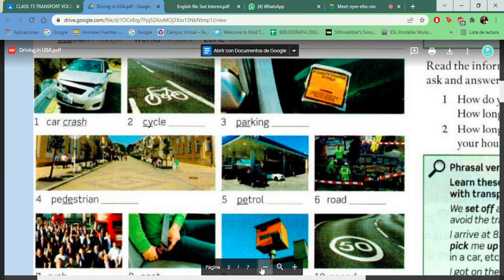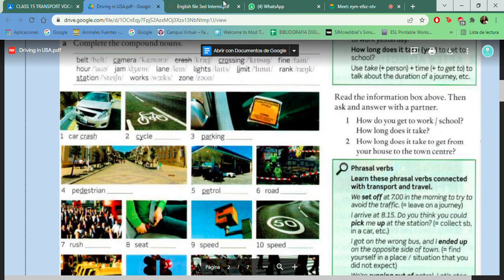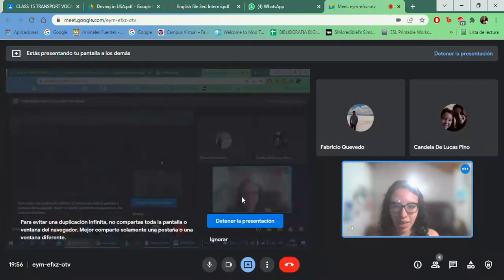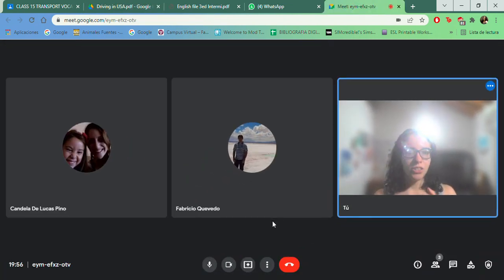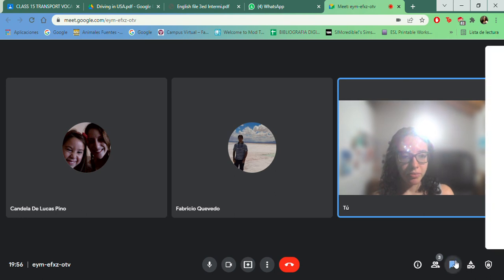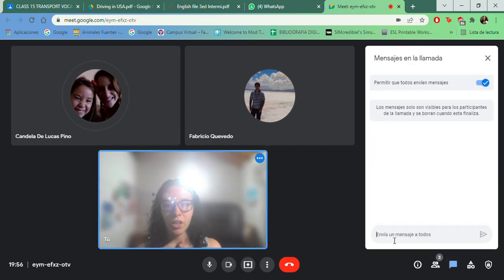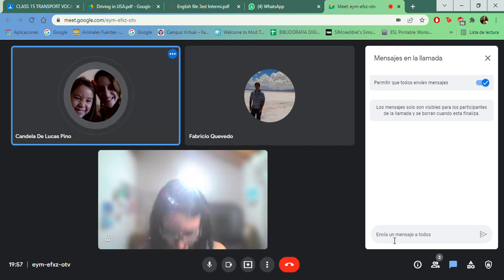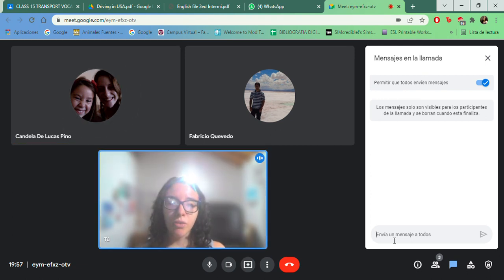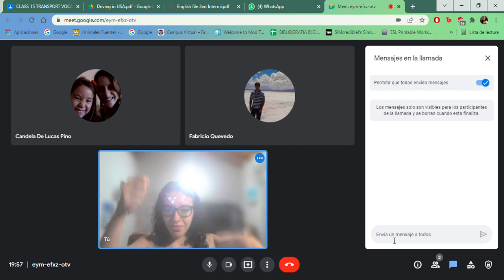Any questions about this? No, miss. Good. So let's practice a little bit. I'm going to stop sharing. Good. So here we have, for example, you have to put on your seatbelt when you drive. You sit down. Very good. And when you are going to turn, you have to turn on the turn signal. Very good, turn signal.